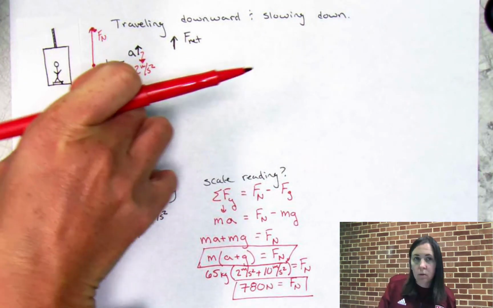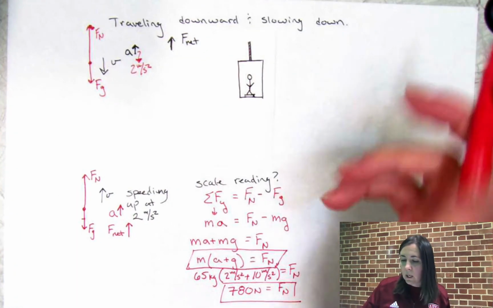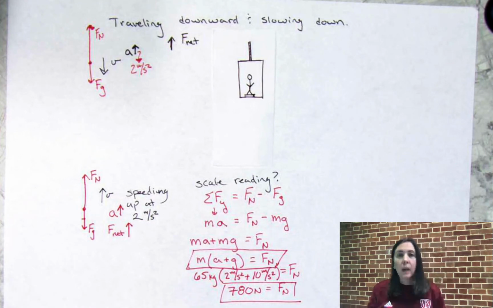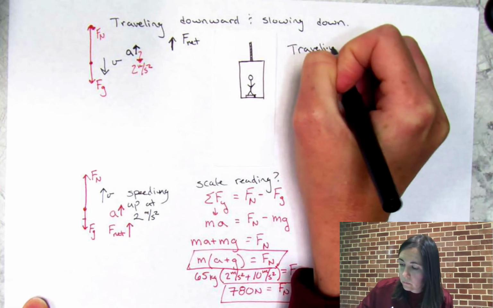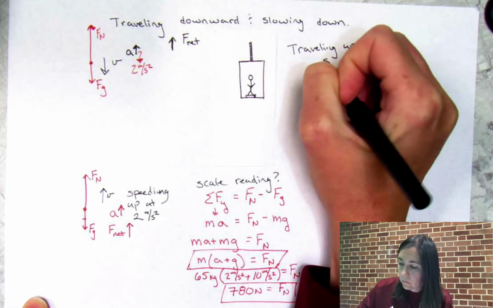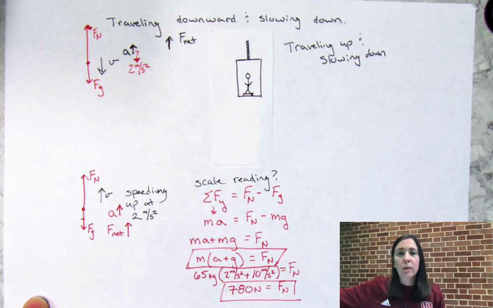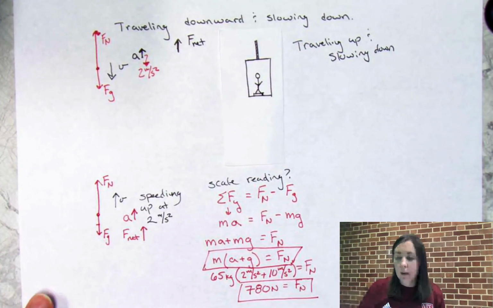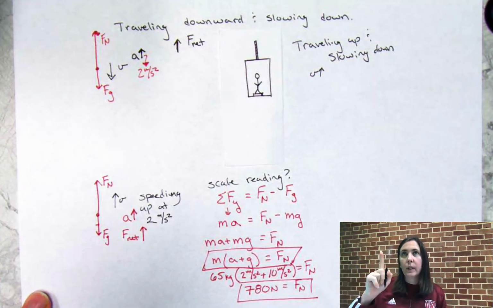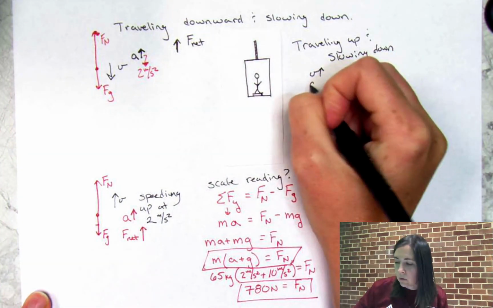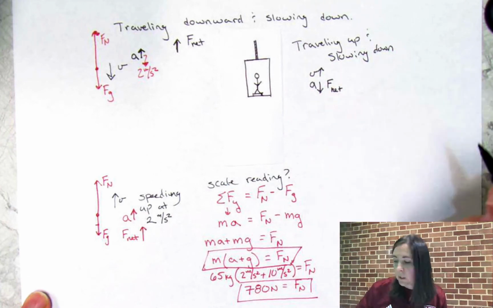How is this going to change though, if we are, let's say, traveling up and slowing down? So if I'm traveling up and I am slowing down, then that means my velocity is upwards. I'm slowing down, so my acceleration is in the opposite direction. My acceleration will be downwards, which means my net force will also be downwards.